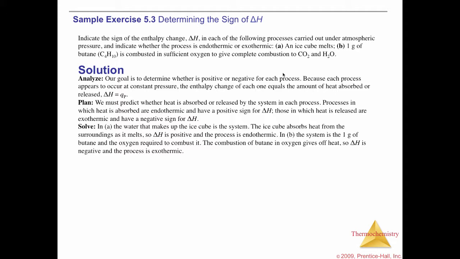B. 1 gram of butane is combusted in sufficient oxygen to give complete combustion to carbon dioxide and water. In B, the system is the 1 gram of butane and the oxygen required to combust it. The combustion of butane in oxygen gives off heat, so enthalpy is negative and the process is exothermic.